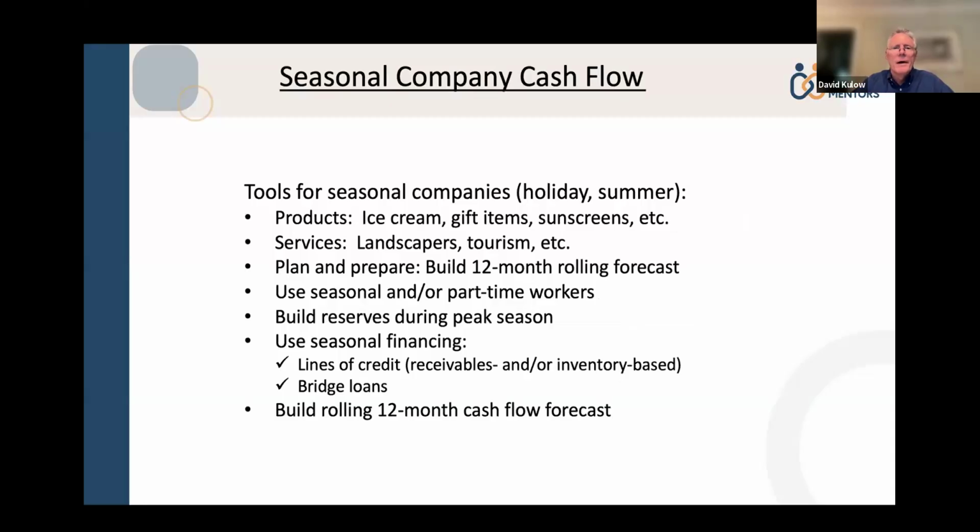Seasonal cash flow: whether you're a product business like an ice cream stand, gift items or sunscreens, as I mentioned, or a service like a landscaper or a tourism-oriented one, you have seasonality, so plan and prepare. Build a 12-month rolling forecast, and Gloria will give you tips on that. Use seasonal and part-time workers, as we mentioned before, and build reserves.